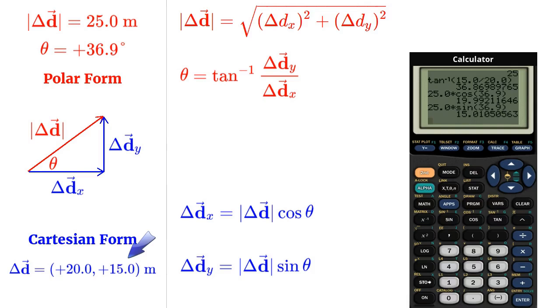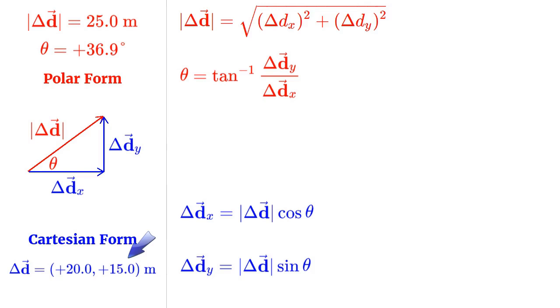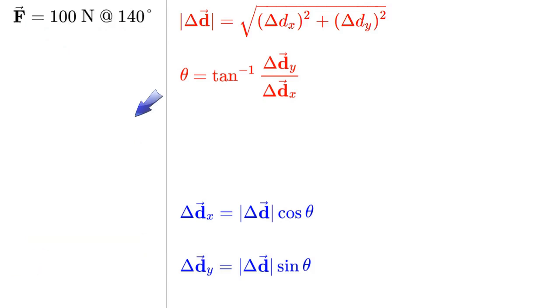Let's look at a couple of examples. Suppose you're told that a force vector is 100 newtons and has a direction of 140 degrees. So it doesn't matter what kind of force this is. It could be an applied force or a friction force. Doesn't really matter. Because it's a magnitude and a direction, this is the polar form of the vector. And you might be asked to convert this vector into Cartesian form.